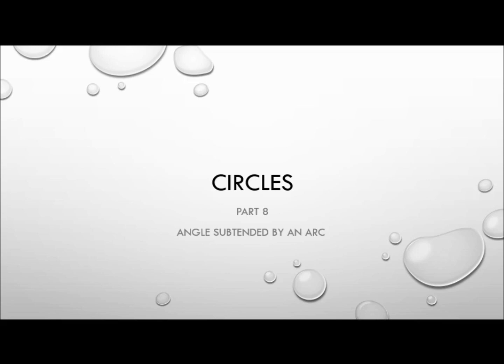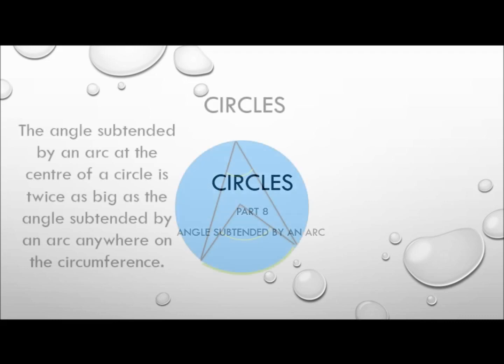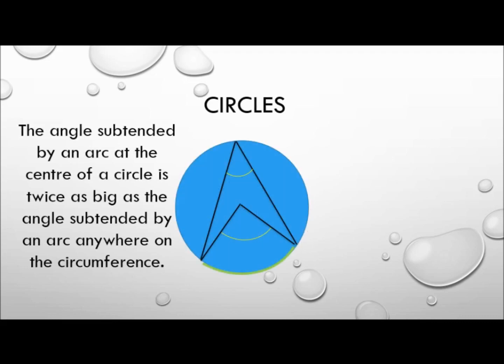We're going to be looking at an angle subtended by an arc. The angle subtended by an arc at the centre of a circle is twice as big as the angle subtended by an arc anywhere on the circumference. So let's go ahead and label our angles. What this sentence is saying is that angle A is half the size of angle B, or angle B is twice the size of angle A.